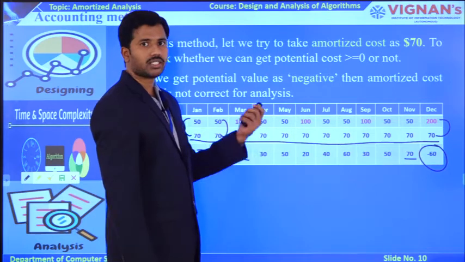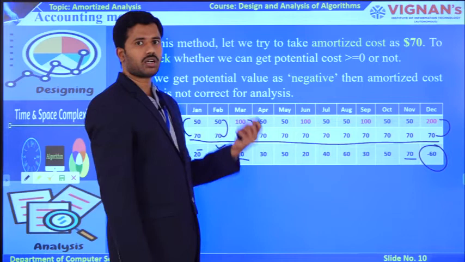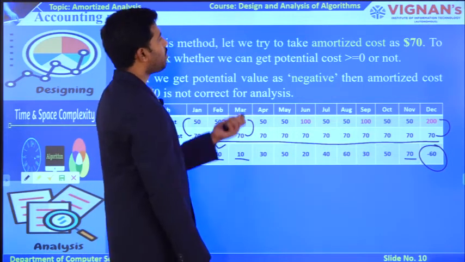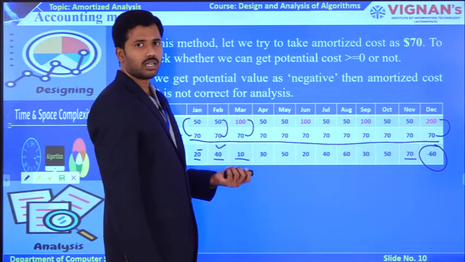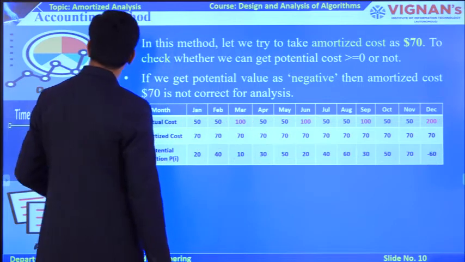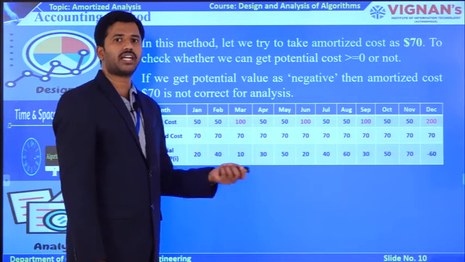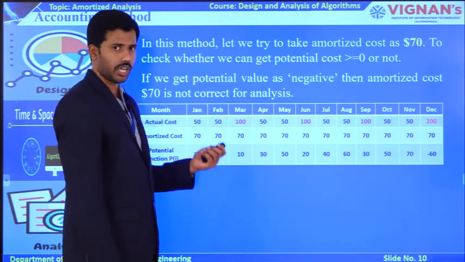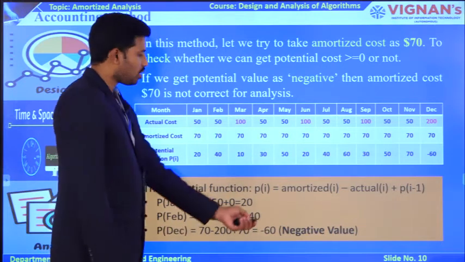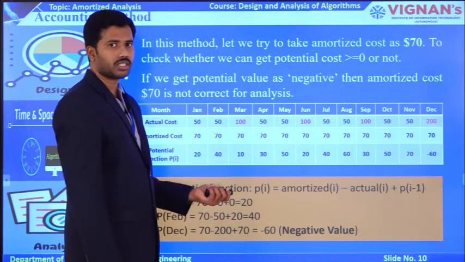So ultimately I can say that the aggregate method's actual amortized cost of 75 is correct. Why? Because if I take any value randomly less than $75, ultimately I get a negative value. Based on this accounting method, you have the capability to recheck whether the aggregate method solution is correct or not. So for the December month you are going to get a negative value, and ultimately I can say that my aggregate method solution is correct.